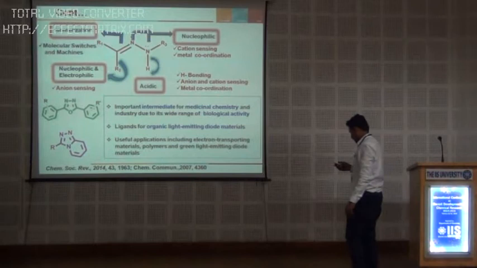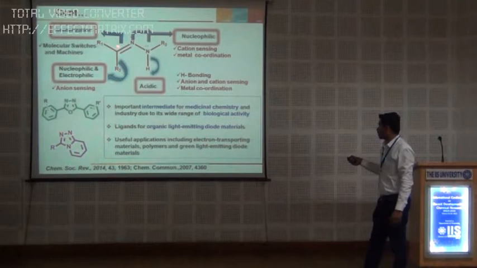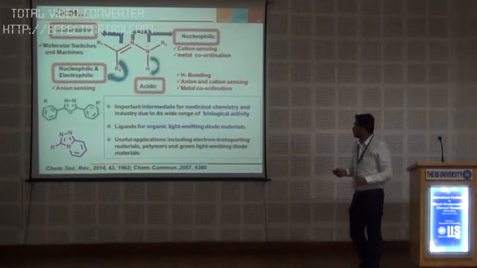In literature, some interesting heterocyclic molecules are reported. This is a lone pair of nitrogen; nitrogens are used as nucleophilic sites. Similarly, this carbon-nitrogen double bond shows isomerism, which is useful in preparing molecular switches and machines. And these lone pairs are useful for metal coordination and cation or ion sensing.